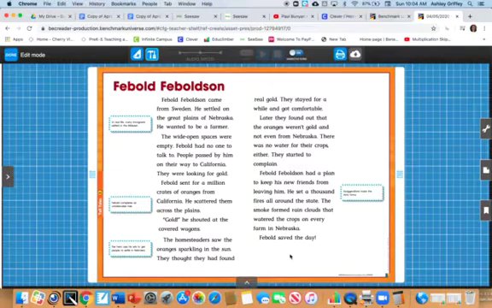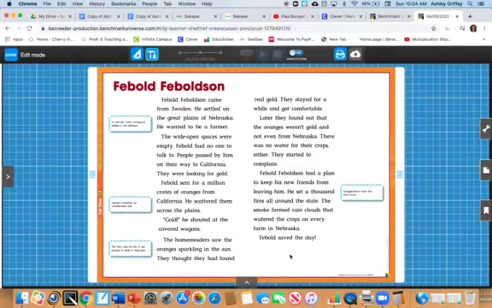Feebledson had a plan to keep his new friends from leaving him. He set 1,000 fires all around the state. The smoke formed rain clouds that watered the crops on every farm in Nebraska. Feebledson saved the day. So let's go back and let's talk a little bit about our hero.